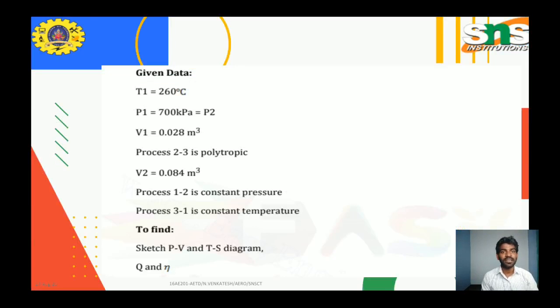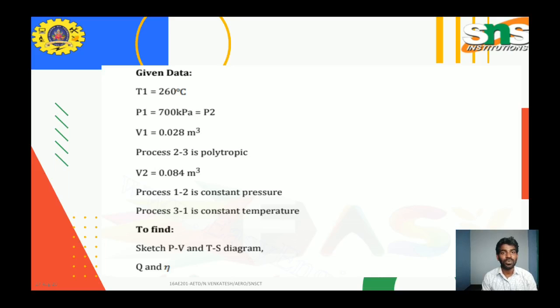So this is the given data from this problem. The temperature at the inlet section or entry side, T1, is 260 degrees Celsius. The pressure at the inlet section, P1, is equal to 700 kilopascal. It is the same for P2 because of constant pressure. The volume V1 is 0.028 m³, and the volume at the exit section, V2, is equal to 0.084 m³. Hence the process 1 to 2 is a constant pressure process, so P1 is equal to P2.